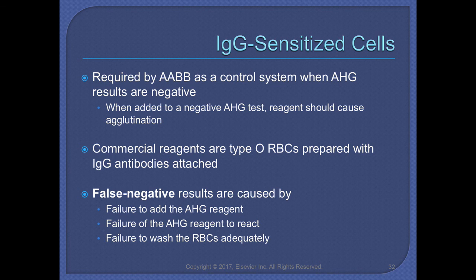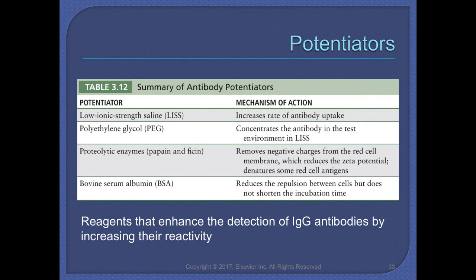So the washing step is very, very important when we do our antiglobulin testing. Okay, other types of reagents that we use in the blood bank lab are potentiators.